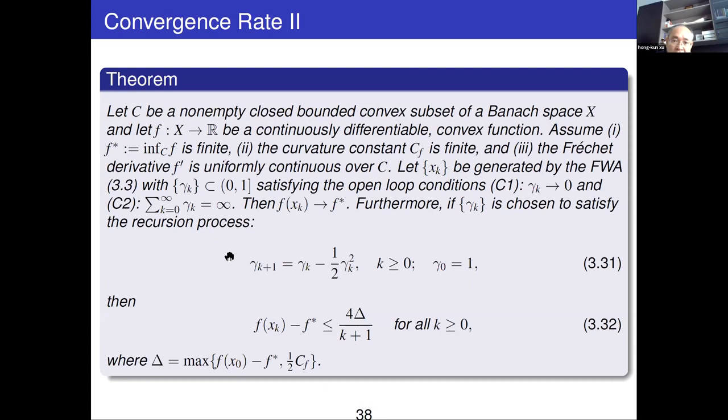Here I have to assume the step size satisfies these two conditions: gamma k plus one equals gamma k minus half gamma k squared. Then I can get this rate of convergence, which is one over a k. Now delta is a constant. This is delta.